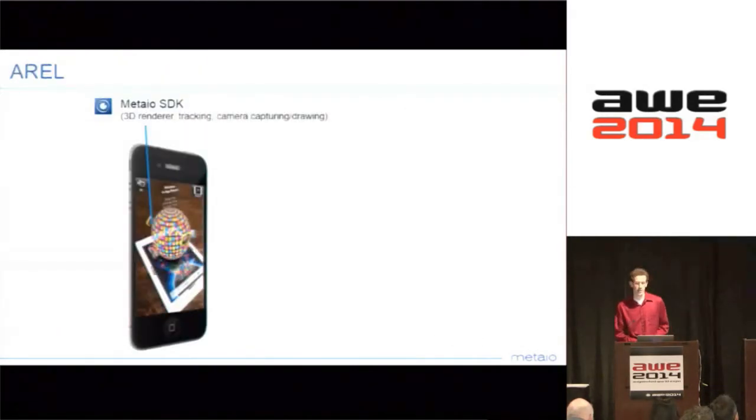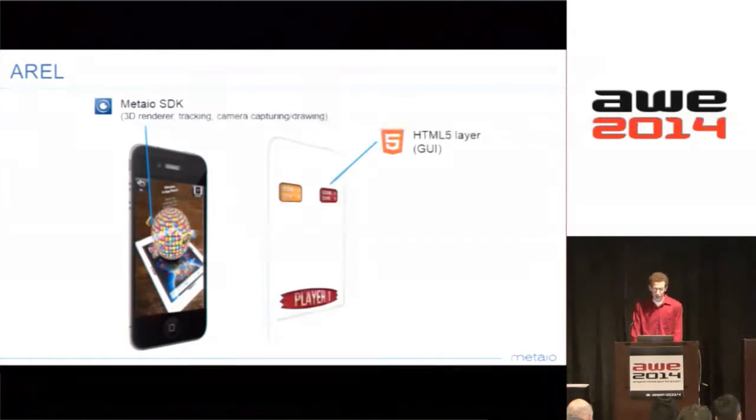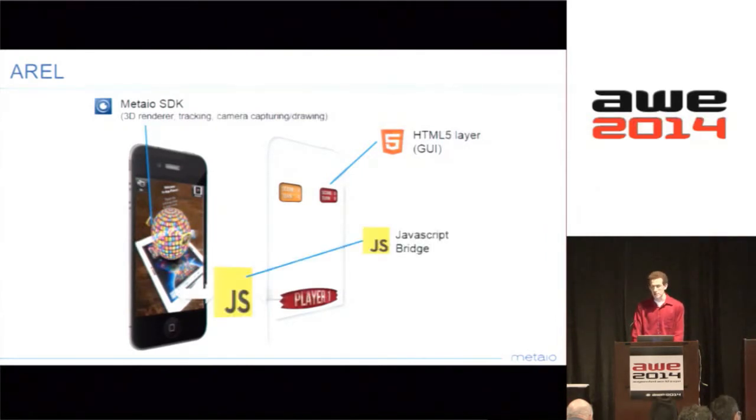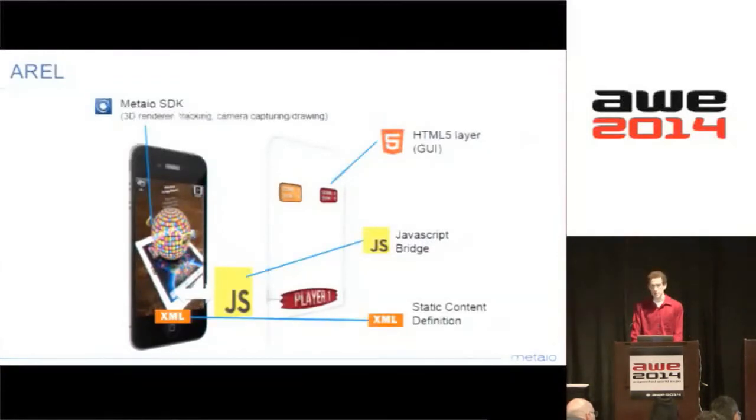So this is a bit more detail about how the JavaScript and HTML augmented reality experience works. We call it AREL, which is the augmented reality experience language. So the Metaio SDK on the device is doing the actual 3D rendering, the tracking, all of the camera capturing and drawing. And then with your HTML5, you're able to draw a graphical user interface. And in the middle, you have this JavaScript bridge, which is a special API that communicates with the Metaio SDK and gives commands to perform the tracking logic. And you can also provide a static XML file which will define the models that you're going to be using and the tracking configurations.